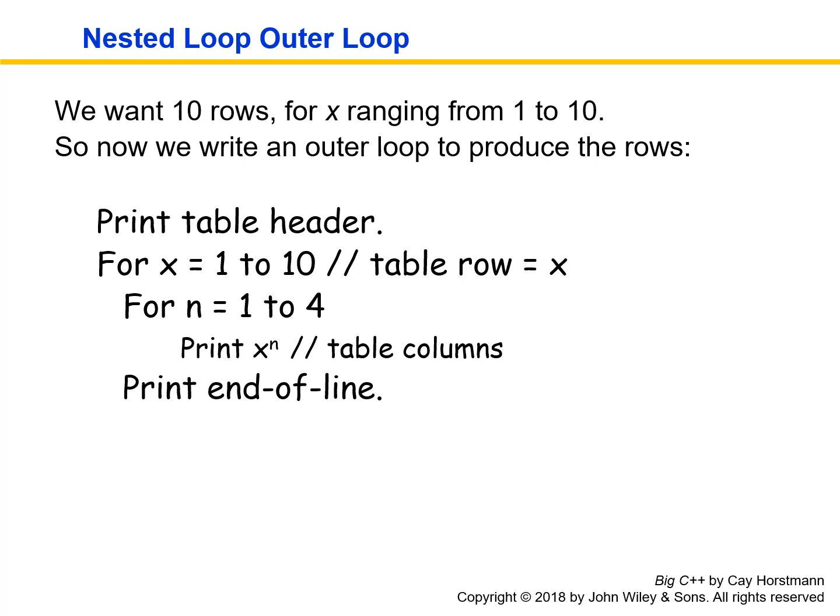For 10 rows, we now add an outer loop for x equals 1 to 10, where table row equals x. For n equals 1 to 4, on the inner loop, print x to the n. And then at the end of each row, we're going to print an end of line.